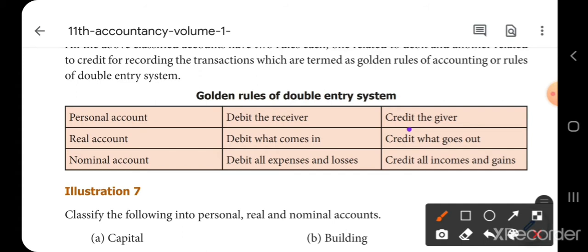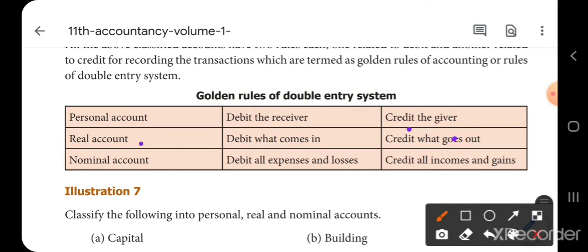Real account: debit what comes in, credit what goes out. Okay, real account, if the asset is coming into the business, you debit. If cash is coming into the business, you debit cash. If an asset is coming in, you debit the asset. Credit what goes out. If cash is going out, you credit cash. If an asset is going out, if a sale happens, the asset is going out, you credit the asset account.